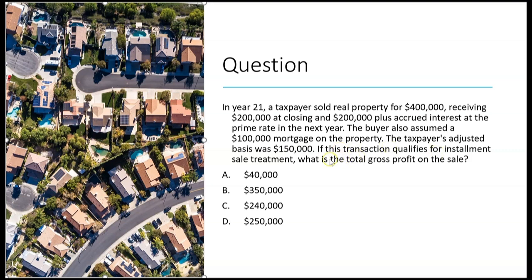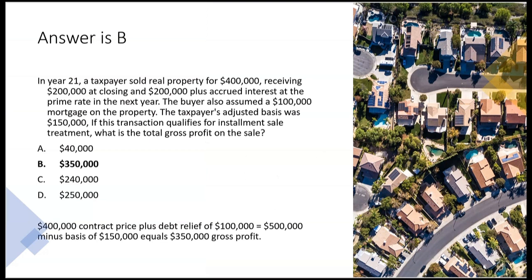The taxpayer's adjusted basis was $150,000. If this qualifies for installment sale, what's the total gross profit on the sale? So to get the total gross profit, we take the $400,000 contract price plus the debt relief of $100,000 equals $500,000. We call that the amount realized. And then we subtract the $150,000 basis. And that equals the seller's gross profit from the sale of $350,000, which is letter B. Okay, now that we know what the gross profit is, $350,000, the exam's going to ask next how to calculate the all-important gross profit percentage.